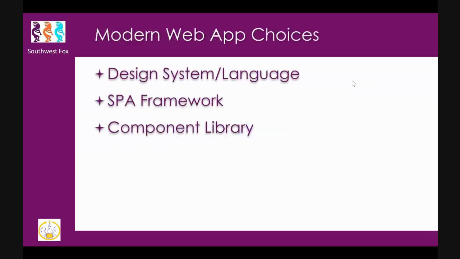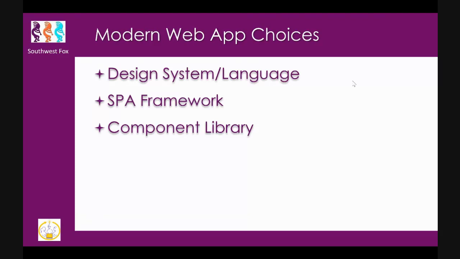So when you are preparing to design and develop a single page app, there are some choices you're going to want to make. Namely, choose a design system, also sometimes referred to as a design language. Choose a SPA, single page application framework, and choose a library of components or controls. And these are in no specific order. In fact, it's totally okay if a decision or choice you make in one category influences a decision in another. It's likely to work out that way.